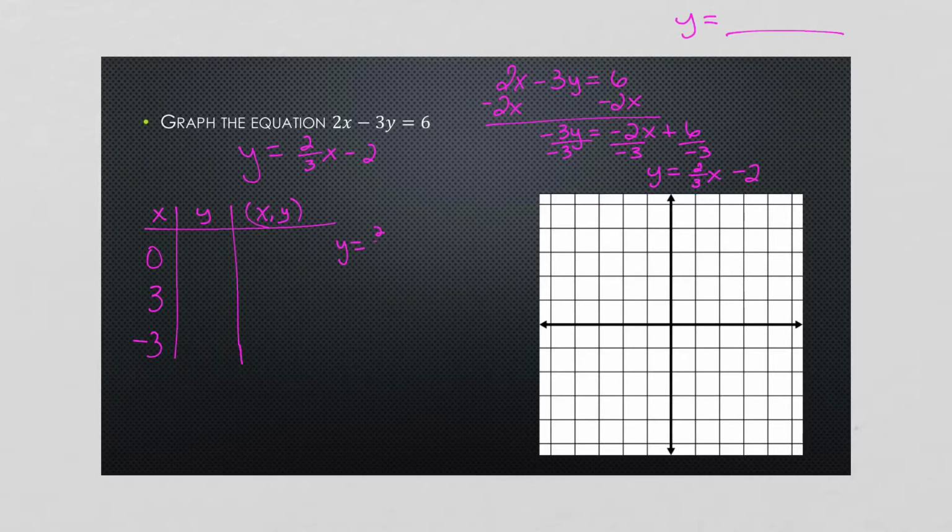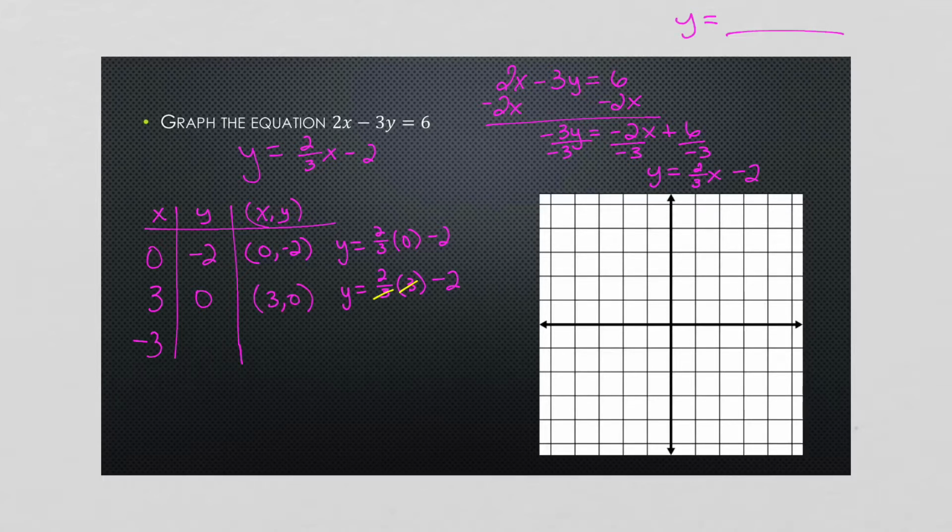Y is equal to 2/3 times 0 minus 2. So I just get out negative 2 here. Now I'm going to put in 3. Y is equal to 2/3 times 3 minus 2. Now notice on this one that your 3's cancel. So I'm left with 2 minus 2, which is 0.